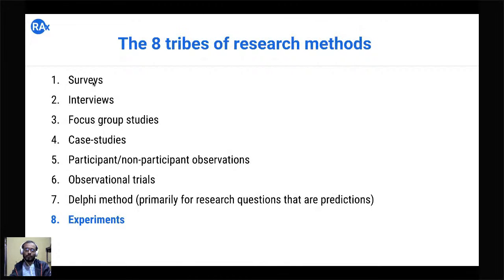So the very first type, tribe number 1, is just survey. Your research method is to conduct surveys, and we all know what surveys are. Those are short question-answer sort of things, and they can be multiple choice. There are multiple different ways, and this itself can be a topic to discuss: what is a good way to do surveys. This is pretty much what we study when we do qualitative analysis or qualitative research.